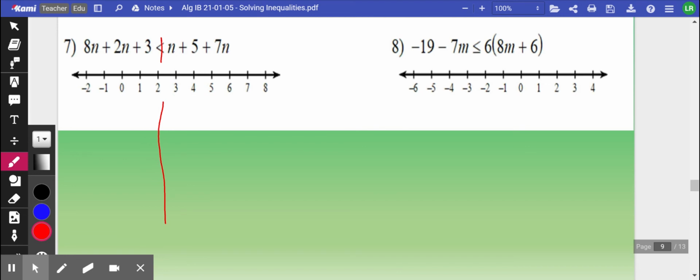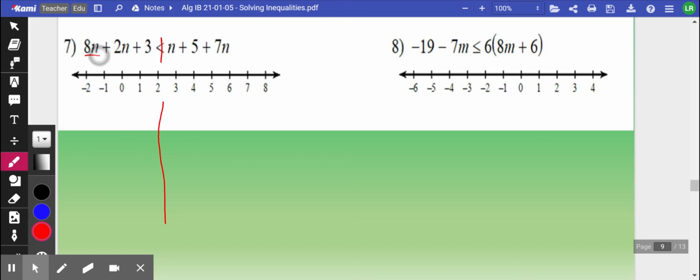So I have on the left side 8n plus 2n plus 3 is less than n plus 5 plus 7n. And I need to solve this. Well, this is the first one of inequalities. Where are the variables at, left side or right side? Both sides. So I got a lot of work to do. Now, you will see some problems, like number 8, that have the distributive property in them. You would have to distribute. This one does not have that. I just need to add my like terms.